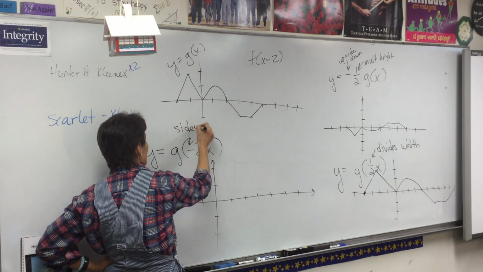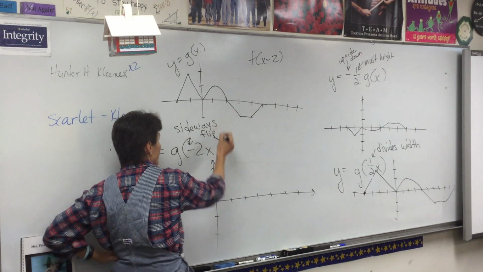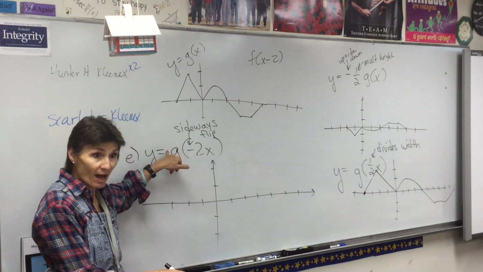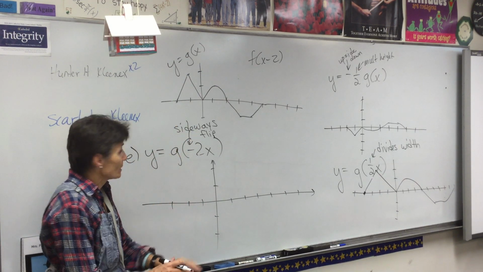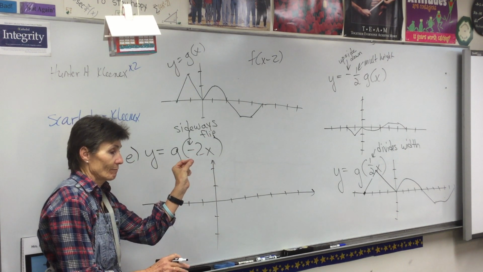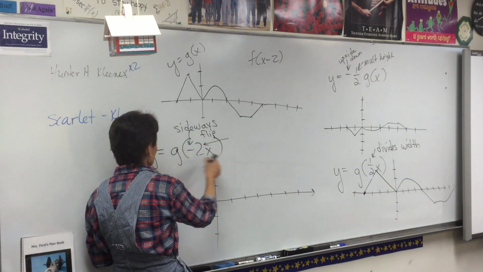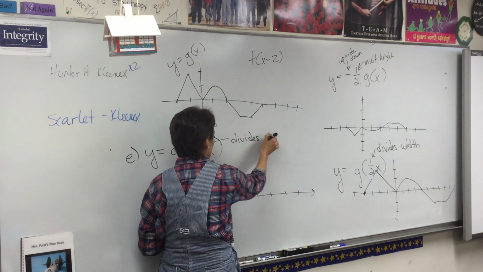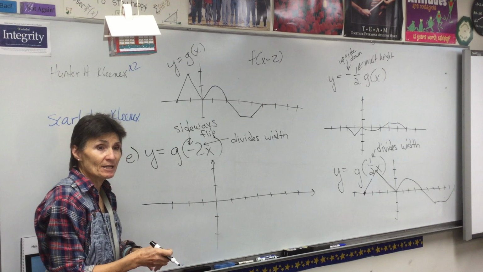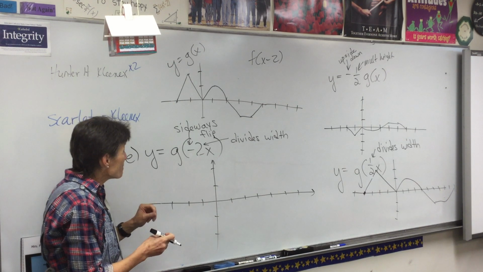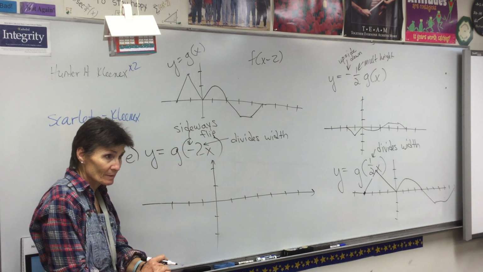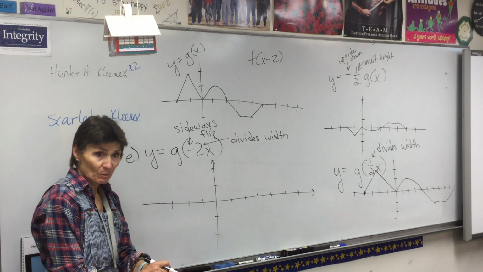Sideways flip. Remember, negatives are always flips of some kind. So this is going to be a sideways one because the negative's inside. If the negative's outside, it's a flip upside down. What does the 2 do? It divides this number, whatever it is, always divides the width. Whatever coefficient is on the x always divides your width. So that means everything here is going to be half as wide, and it's going to be flipped sideways.